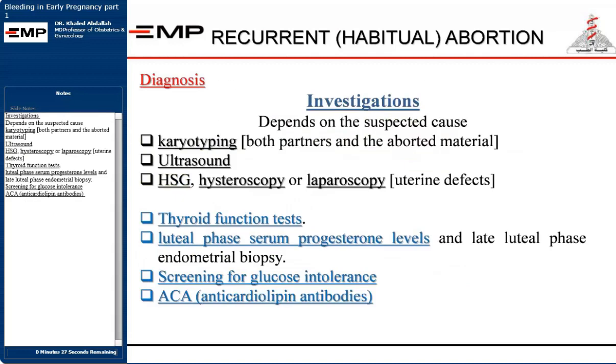Investigations depend on the suspected cause. Karyotyping of both partners and the aborted material. Ultrasound, HSG, hysteroscopy or laparoscopy for uterine defects. Thyroid function tests. Luteal phase serum progesterone levels and late luteal phase endometrial biopsy. Screening for glucose intolerance. ACA, anticardiolipin antibodies.